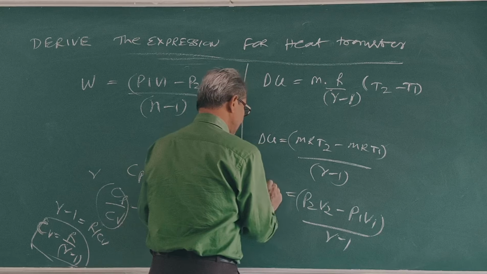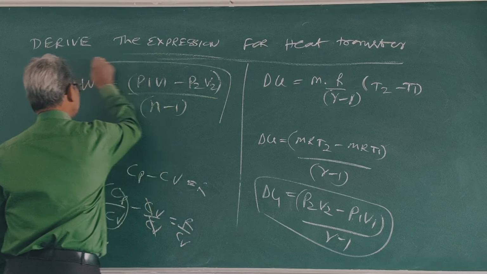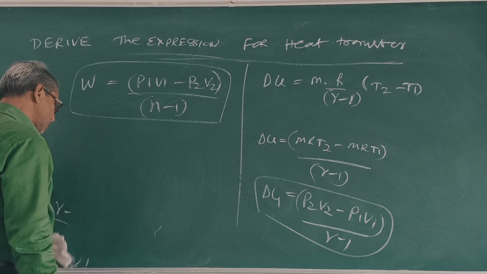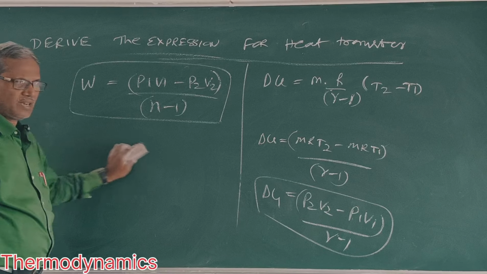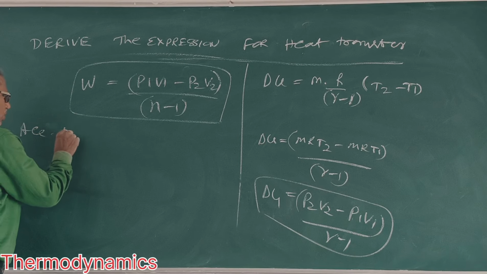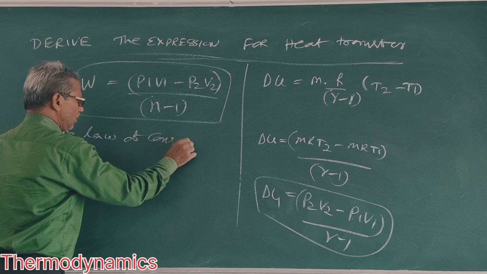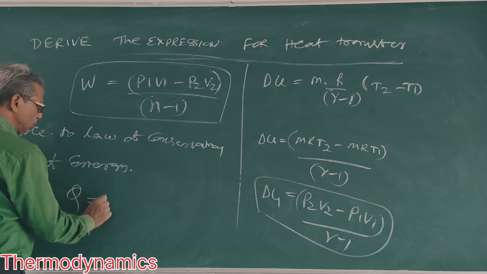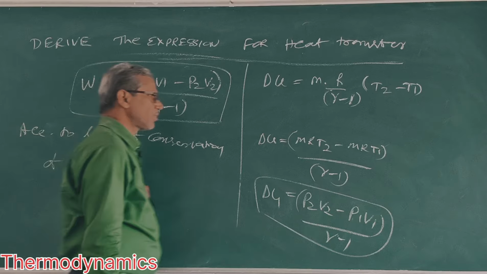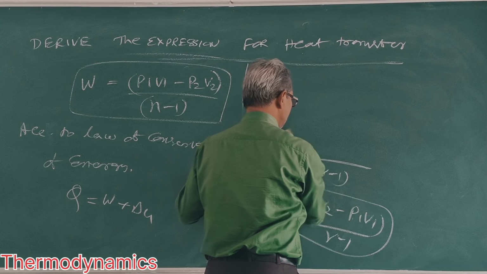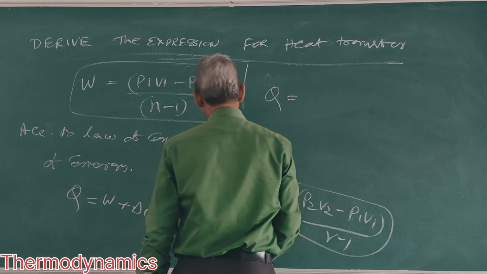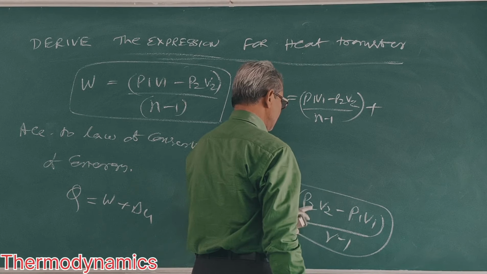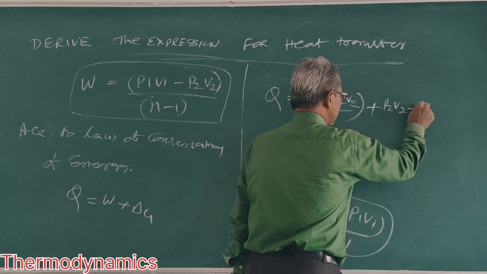This is the change in internal energy, delta U. Now, according to law of conservation of energy, Q is equal to work done plus delta U. So what is Q equal to? Q is equal to (P1 V1 minus P2 V2) by n minus 1 plus (P2 V2 minus P1 V1) by gamma minus 1. Clear?